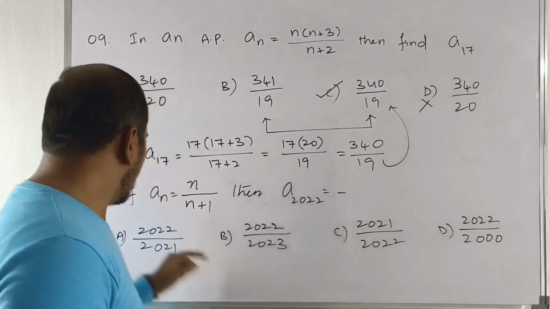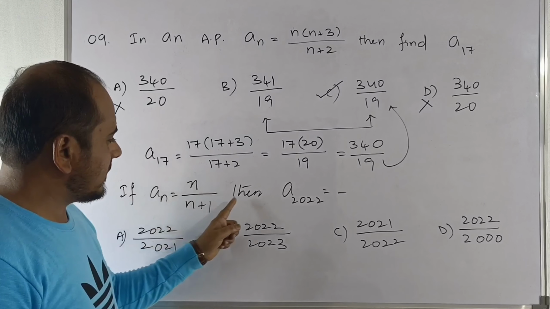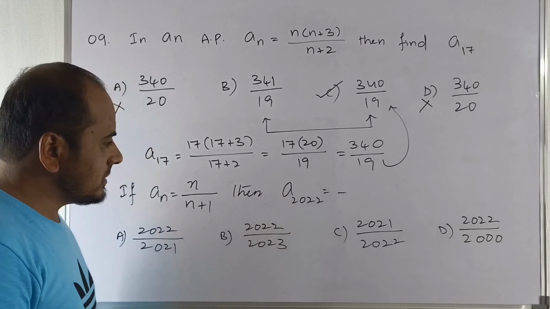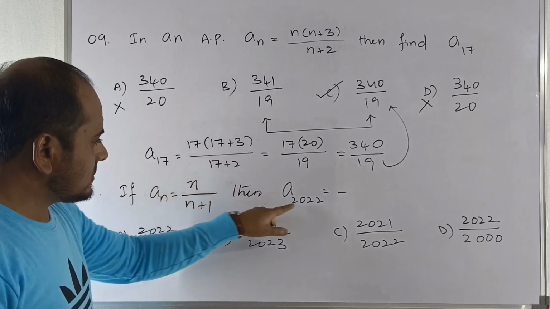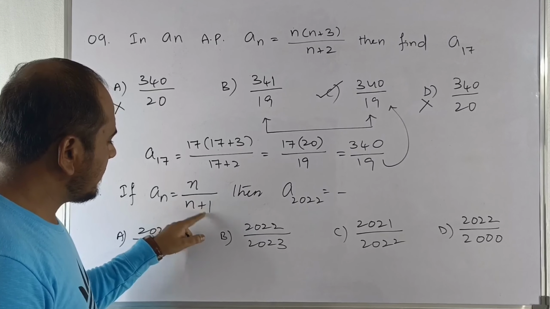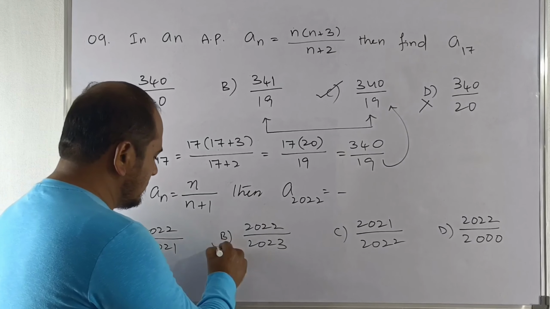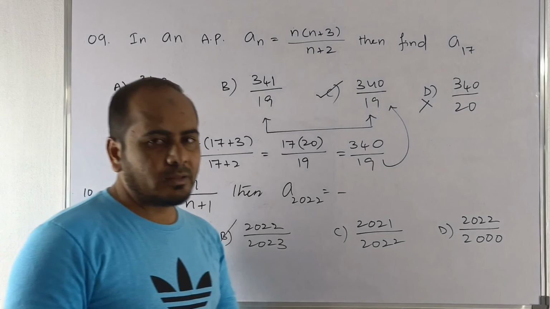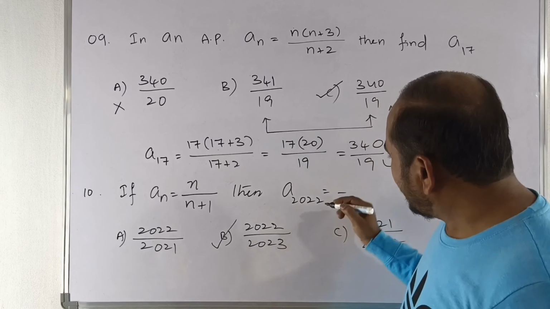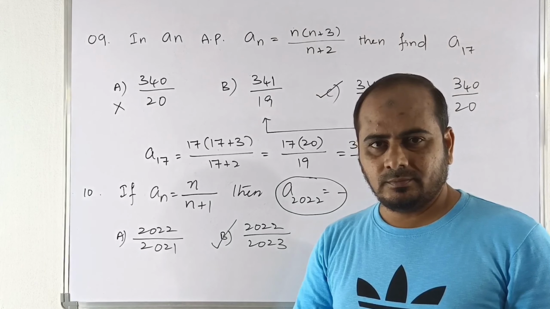Fine. Now come to the 10th problem, my dear. If an is equal to n by n plus 1, then find a2022. It is very easy, my dear. Just substitute 2022 divided by 2022 plus 1. So 2022 by 2023. Completed. I think it's very easy, my dear. So like this we can do. Need not get any confusion by seeing a huge number here.